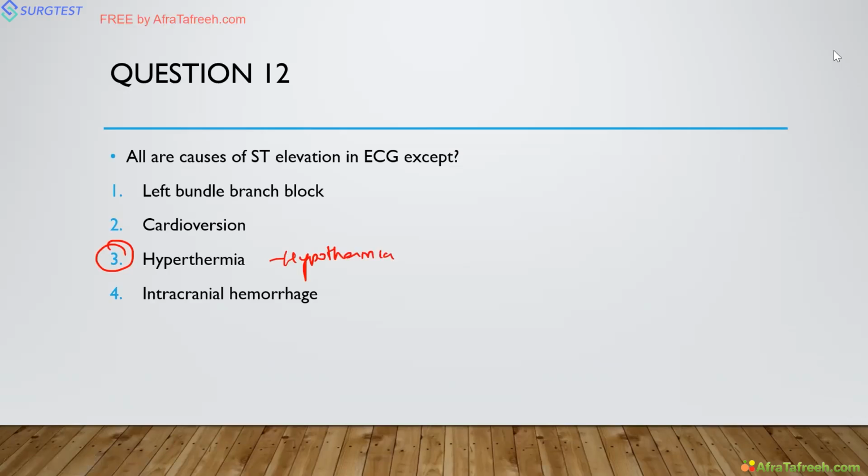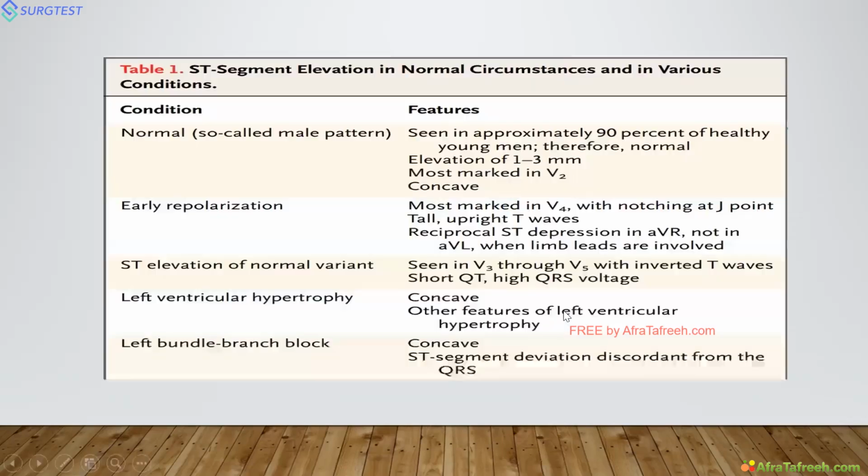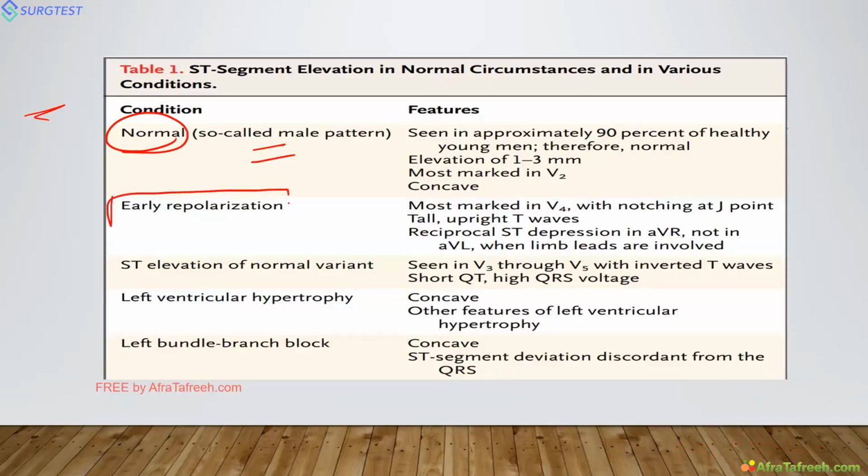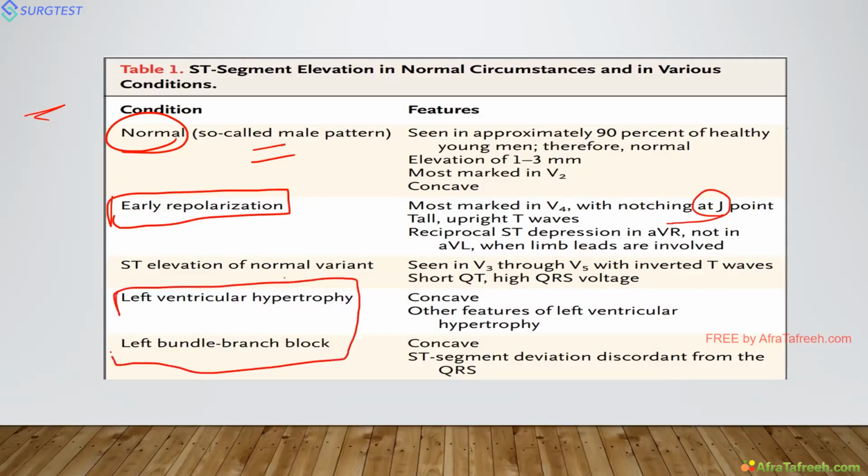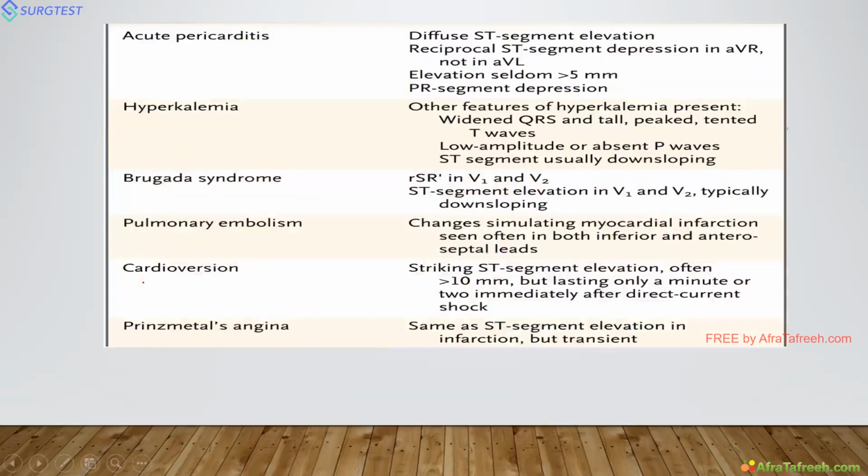So the main thing is, not all ST elevations are MI. You have to remember this, because there are many causes of ST elevation which are not MI. ST elevation can be normal, which we told in V2 and V3, called the male pattern. Then early repolarization: many patients with early repolarization will have ST elevation and we suspect them as MI. There will be bradycardia with some notching or slurring at the J point. Next, ST elevation can be due to left ventricular hypertrophy and left bundle branch block. Then next you can see acute pericarditis.